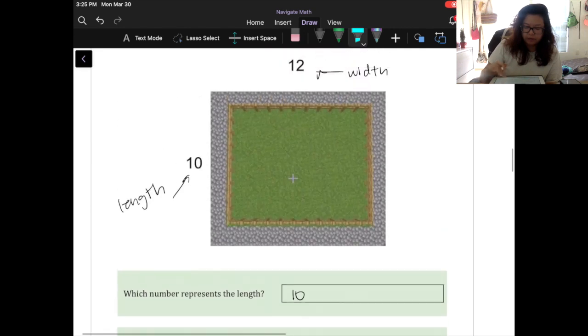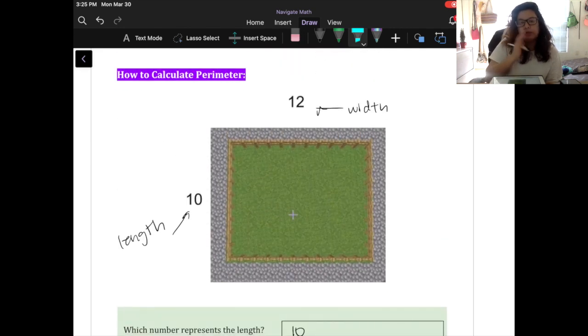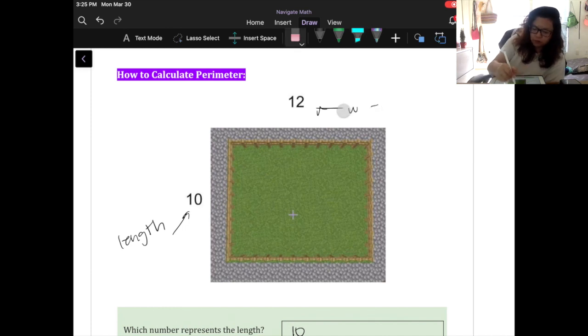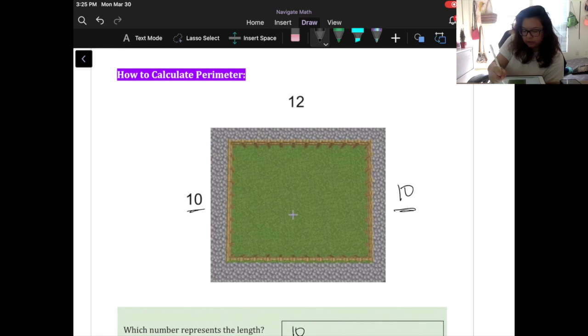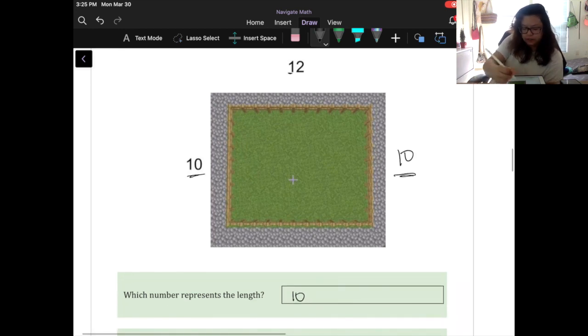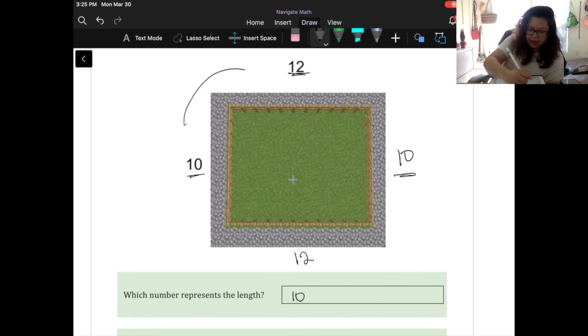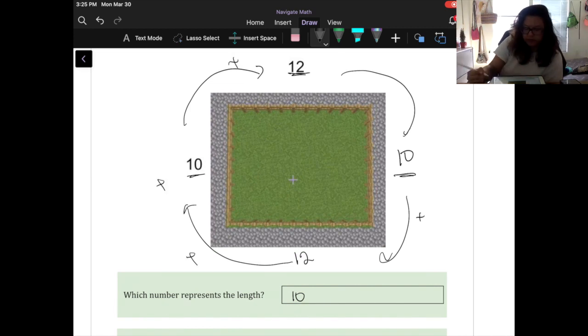So I'm going to go back up to my picture. I'm going to label this to help you understand. This is something that you don't have to do in your picture. Because this is a rectangle, I know that this side is equal to this side, which means that this also needs to be a 10. The top and the bottom are equal, so this is also 12. And if I add all these up, I get 12 plus 10 plus 10 plus another 12, which is 44. And that's what I got from my equation.